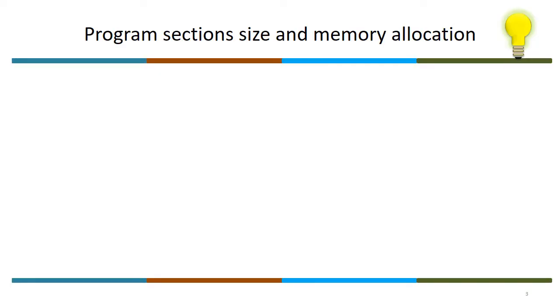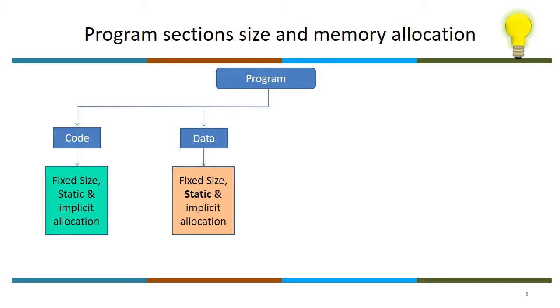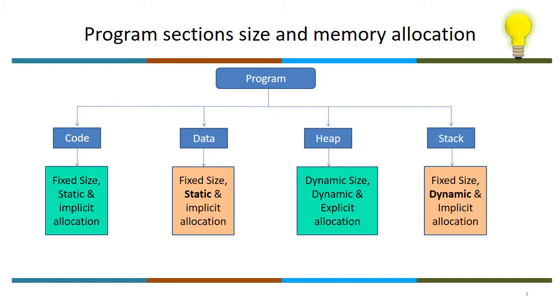To continue, let us look at the picture of the program and its sections. Code has fixed size, static and implicit allocation. Data: fixed size, static and implicit allocation. Heap: the size is dynamic and the allocation is explicit. Stack: fixed size, dynamic and implicit allocation. This is a differentiator for our discussion.